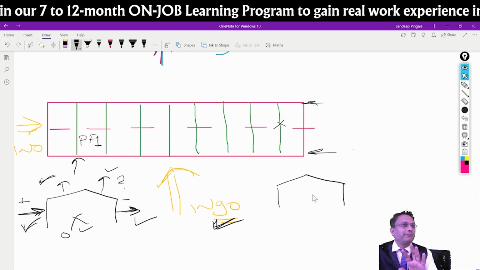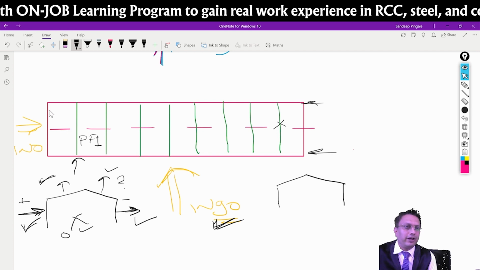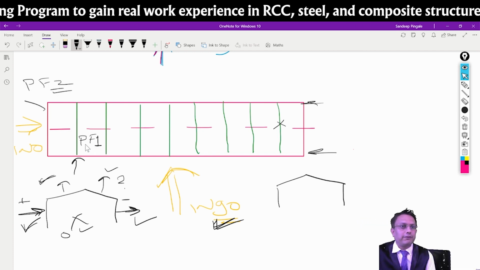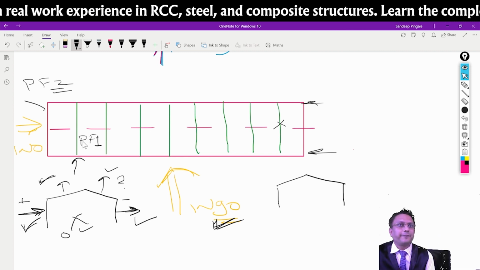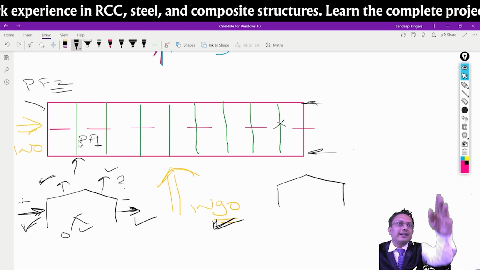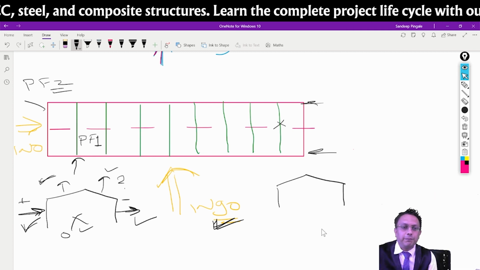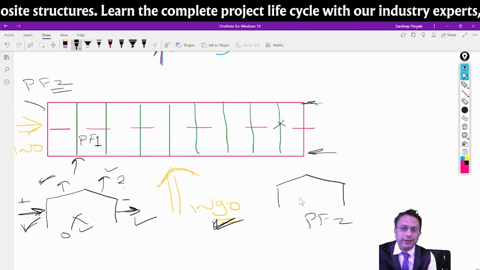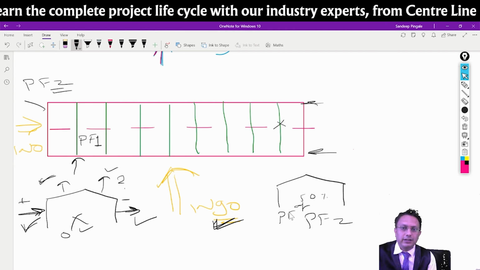PF2 is simple. PF2 is only half of the PF1. This is PF1, and half of the PF1 is PF2. Correct? Yes, that side corner. Understood? Okay. Now PF3. This is PF2. I will consider 50 percent of PF1.